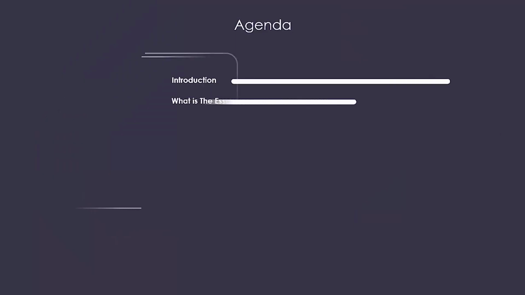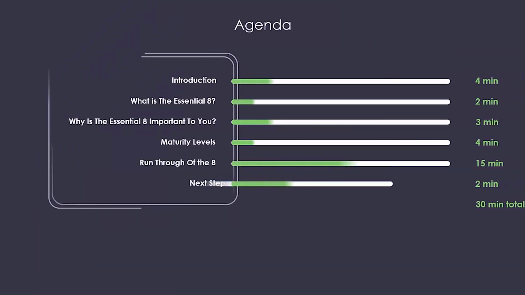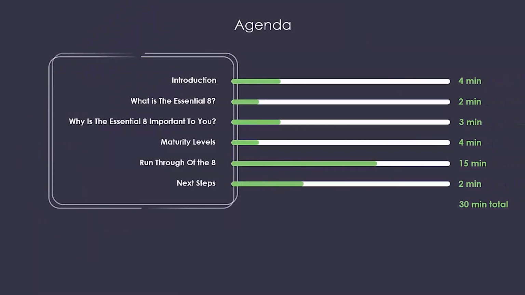I'll start by just doing a quick run through of the agenda. So after this introduction, we will tell you what the Essential 8 is. We'll tell you why we think they're important to your business. We'll then touch on the maturity levels, which are important to Essential 8. And then we'll spend a lot of time running through what each of the Essential 8 strategies are. And we'll quickly finish up with some next steps where you can take it from there.